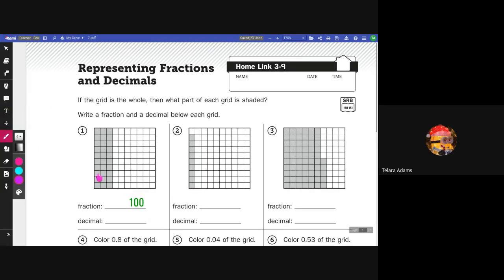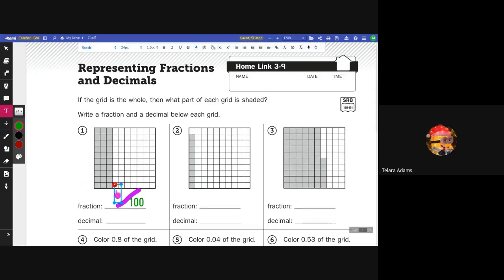What's my numerator? Yes, my numerator, my top number, is the amount that's shaded. And in this case, it is 30. My fraction is 30 100ths. I have 30 shaded pieces of the 100 that are actually here.